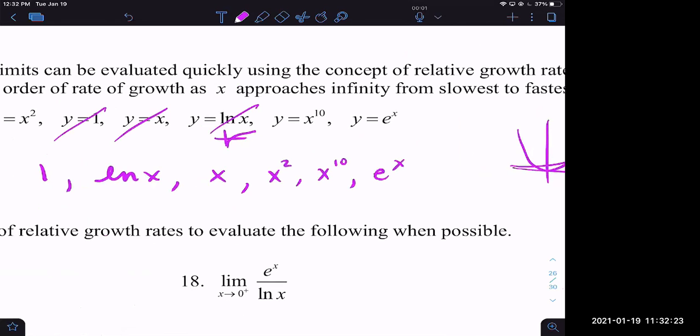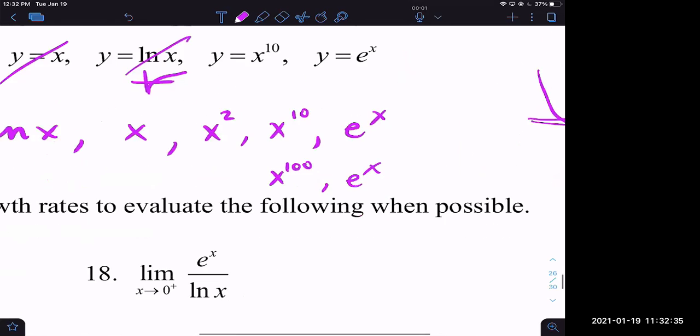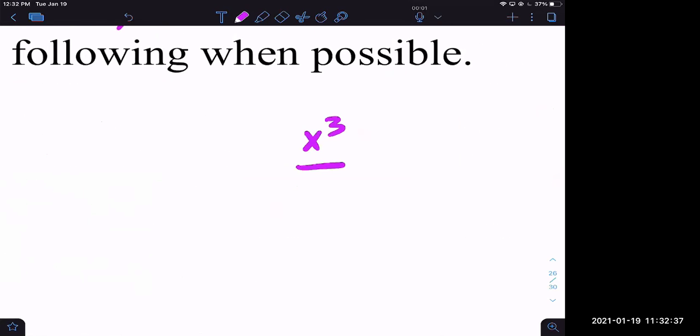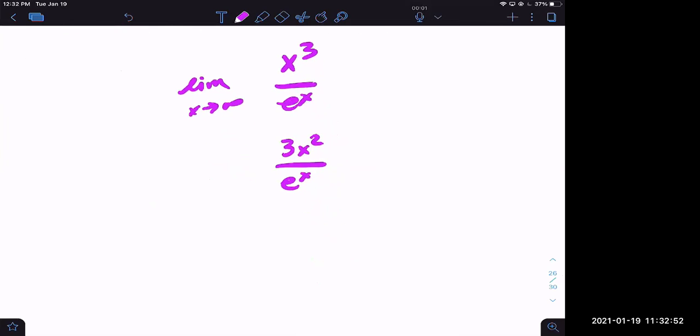So as you go to infinity, the exponential always grows the fastest. Even if it was like x to the 100th and e to the x, e to the x eventually will grow faster. You can kind of think about this with L'Hopital's rule. If you had x cubed over e to the x, that's infinity over infinity, if I was taking the limit of this as x goes to infinity. If I took the derivative, I'd get 3x squared over e to the x, which is still infinity over infinity. So I would take the derivative again, which would be 6x over e to the x, still infinity over infinity.